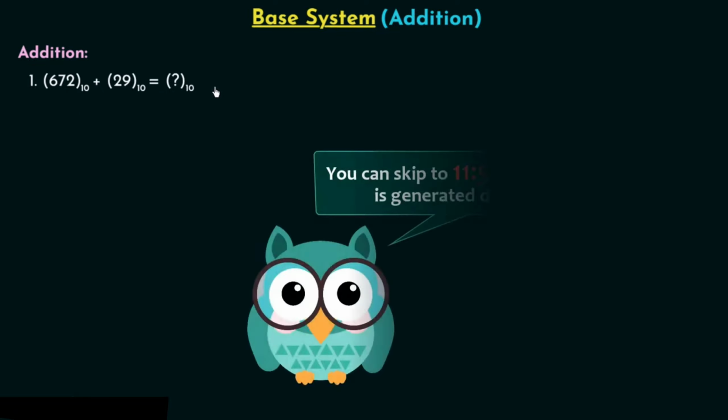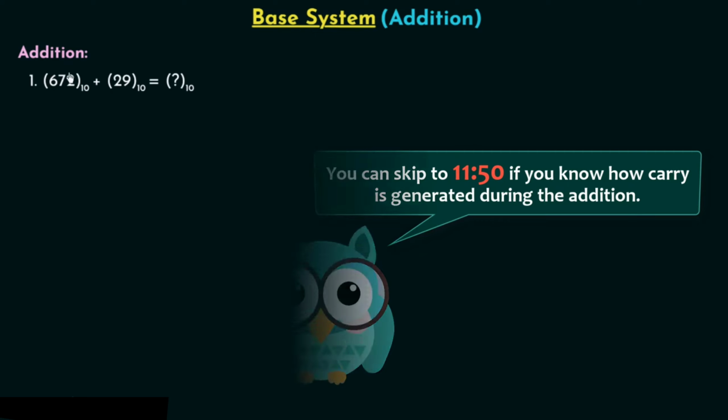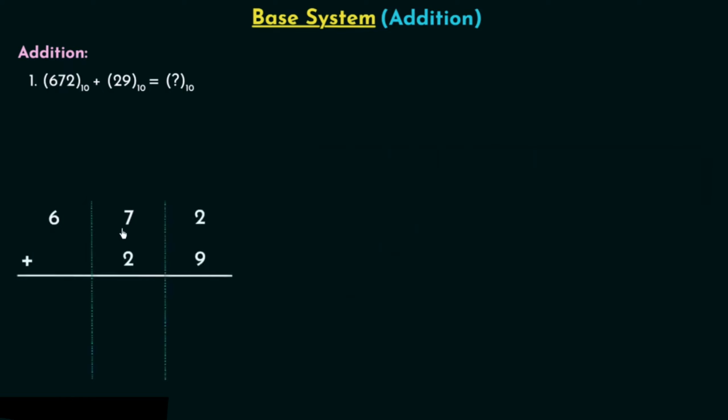We have taken the example of the decimal number system because we all are aware of addition in the decimal number system. But most of us are still confused in the carry generation part, and with the help of this example, we will try to make it clear for everyone. Alright, so our first number is 672. Our second number is 29.